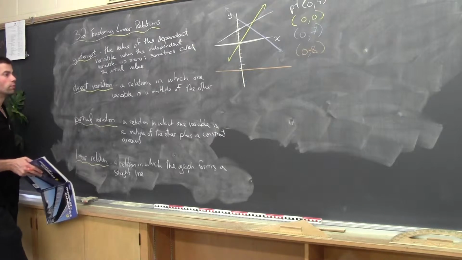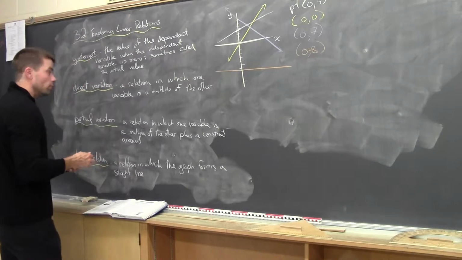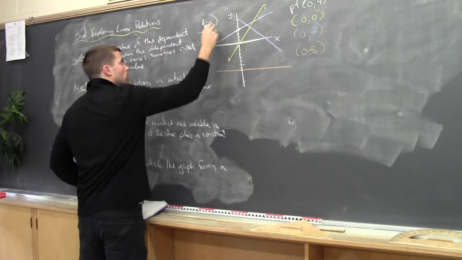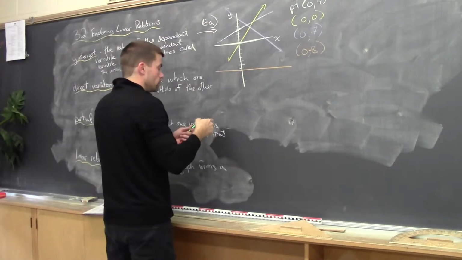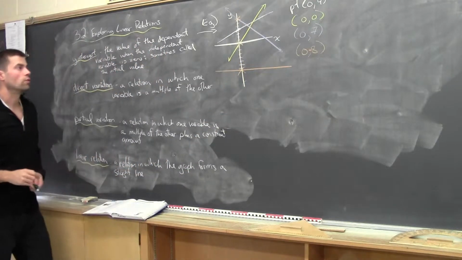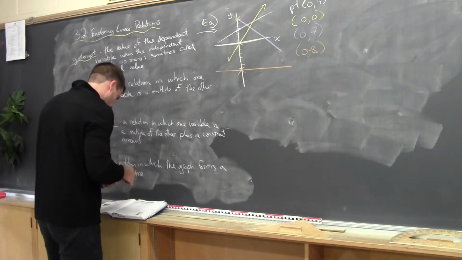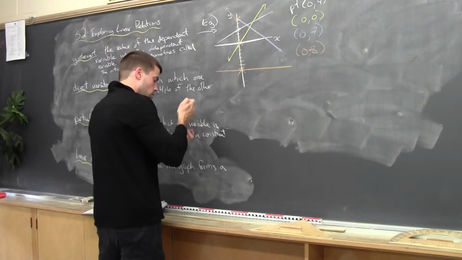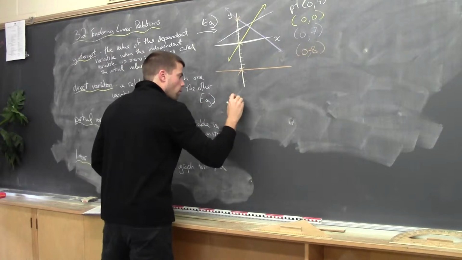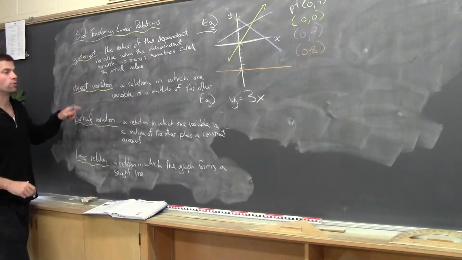Direct variation is a relation in which one variable is a multiple of the other. So this is y-intercept, for example. So that's these values here, right? There, there, and there. Those are all y-intercepts. Direct variation, a relation in which a variable is a multiple of the other. So, as an example, we can have y equals 3x. That would be considered direct variation.